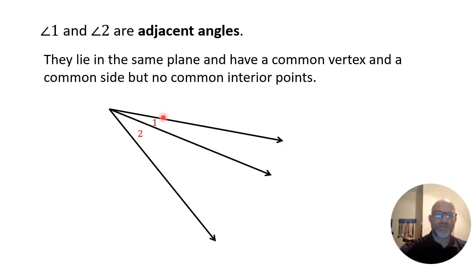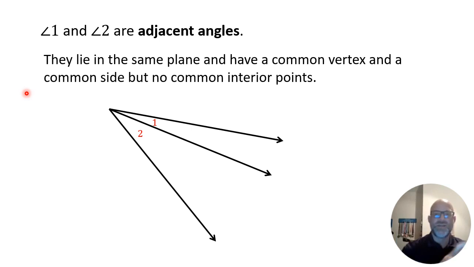Angles 1 and 2 are adjacent angles. Let me give you my definition first. Adjacent angles are angles that are right next to each other. They share a common side. Easy. Now let's look at the book's definition.